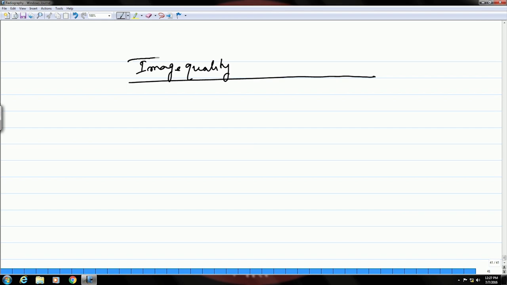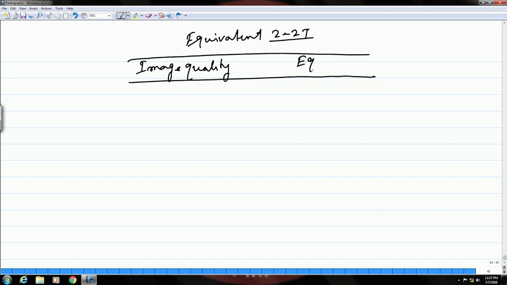So, if you see the image quality for the other kinds of hole indications, the equivalent 2T image quality for the other holes will be like this in terms of the sensitivity. If it is 1, 1T, so this sensitivity is in terms of percent. So for 1 1T it is 0.7. For 1 2T it is 1%.